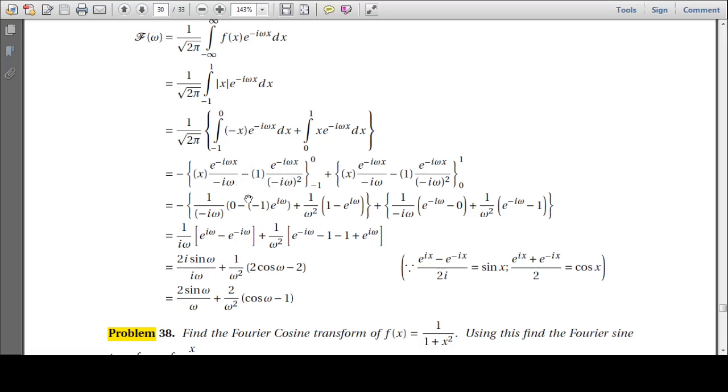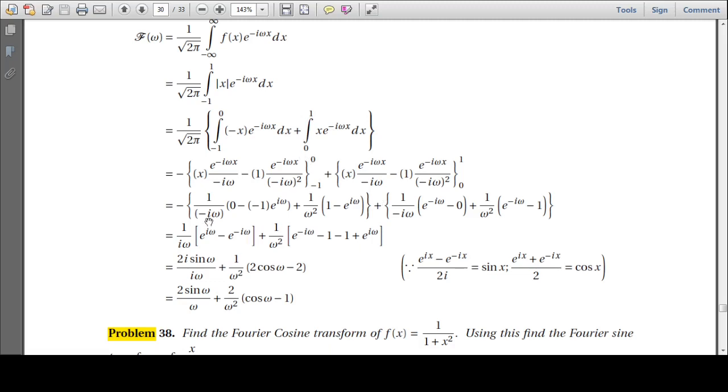Applying the same method here, we get first, that is x into integral of second, e raised to minus i omega x by minus i omega, minus derivative of this first is 1 into integral of the second function, that is e raised to minus i omega x by again minus i omega, that is minus i omega the whole square. The limit varies from 0 to 1.